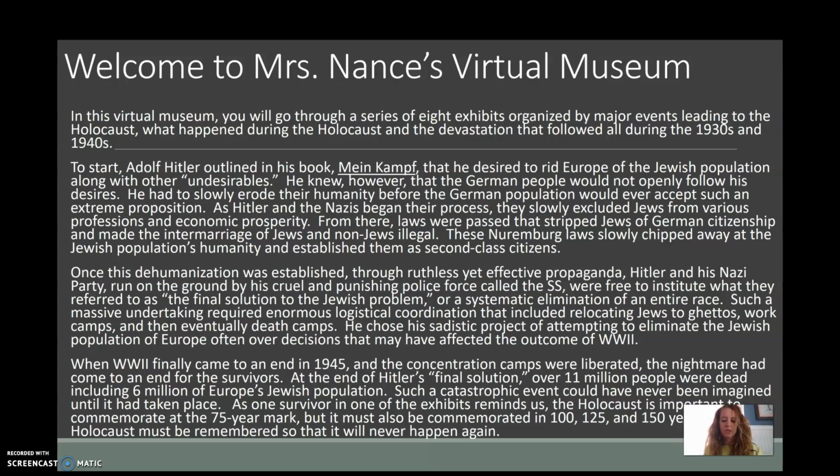Once this dehumanization was established, through ruthless yet effective propaganda, Hitler and his Nazi party, run on the ground by his cruel and punishing police force called the SS, were free to institute what they referred to as the final solution to the Jewish problem, or a systematic elimination of an entire race. Such a massive undertaking required enormous logistical coordination that included relocating Jews to ghettos, work camps, and then eventually death camps. He chose his sadistic project of attempting to eliminate the Jewish population of Europe, often over decisions that may have affected the outcome of World War II.